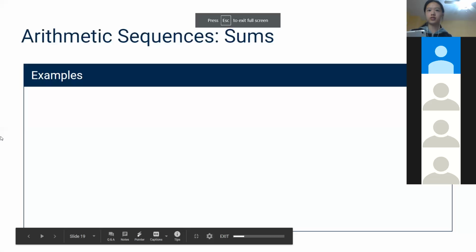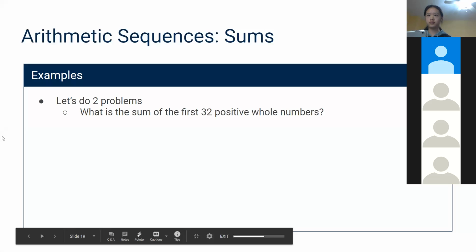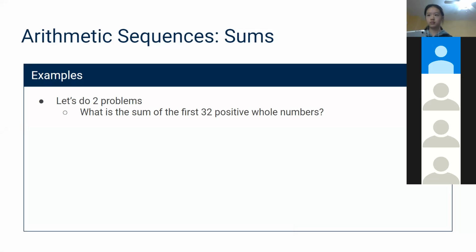Cool. Okay. So now we're gonna focus on arithmetic sequences and sums. First, we're gonna do 2 problems. What is the sum of the first 32 positive whole numbers? There's 2 ways you could do this. You could use the formula I gave you earlier, n times n plus 1 divided by 2, or you could do the way I just showed you on the Jamboard, which is the first term plus the last term divided by 2 times the total number of terms. They're basically the same thing.